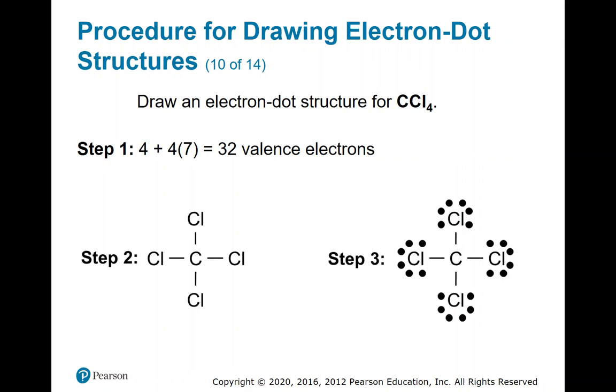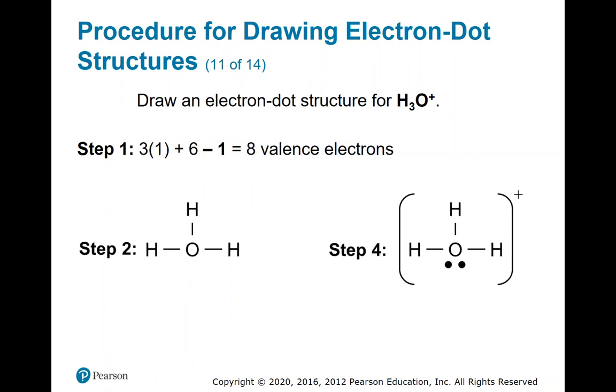And so there's nothing to do in either step 4 or step 5. So the structure we have there after step 3 is the correct final structure for carbon tetrachloride. All right. So let's move on to an example where we actually have an ion instead of a neutral molecule.